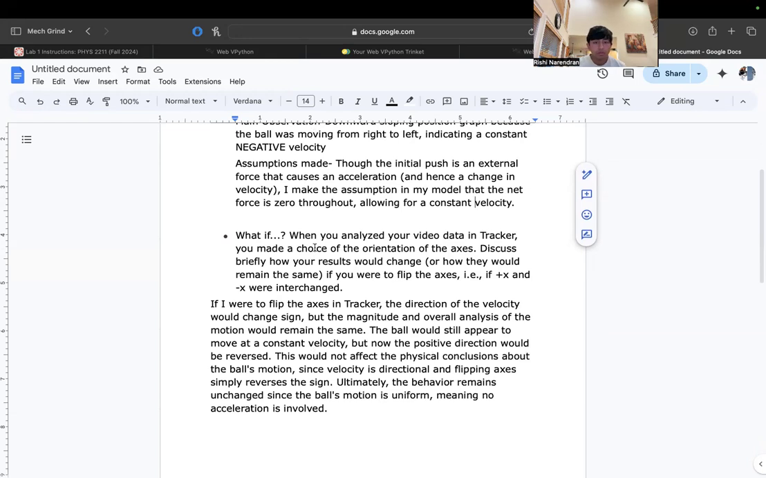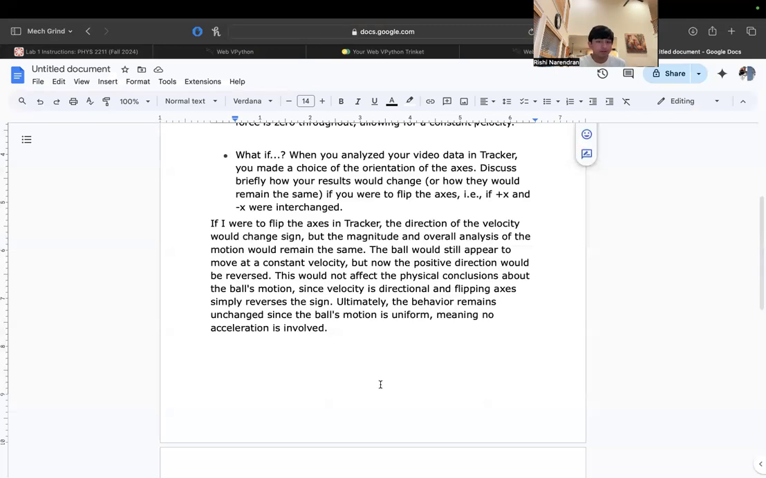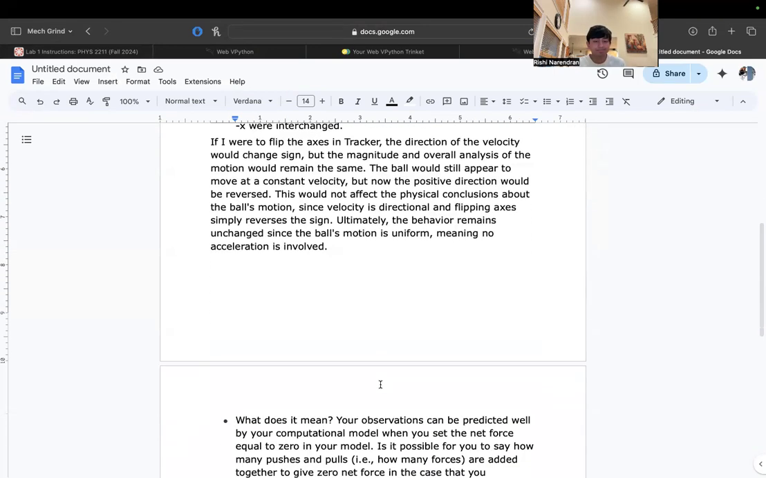Next, I'm going to answer the two questions. The first question asks, when you analyzed your video data in Tracker, you made a choice of the orientation of the axes. Discuss briefly how your results would change or how they would remain the same if you were to flip the axes. And to this, I responded that if I were to flip the axes in Tracker, the direction of the velocity would change sign, but the magnitude and overall analysis of the motion remained the same. The ball would still appear to move at a constant velocity, but because the positive direction would be reversed to the negative direction, this wouldn't really affect our physical conclusions about the ball's motion. Velocity is a vector and has direction and magnitude, and flipping the axes simply changes the direction, aka the sign. So ultimately, the behavior remains unchanged since the ball's motion is uniform.